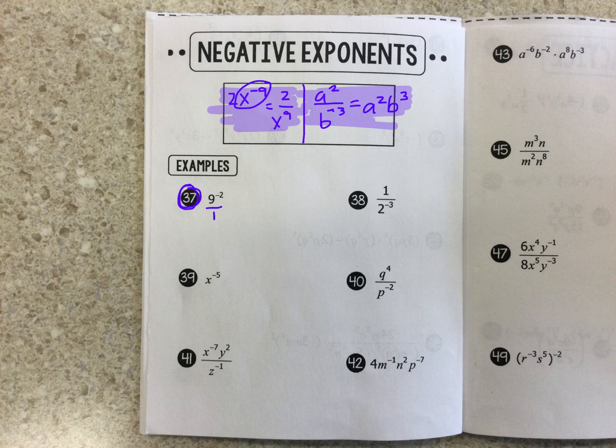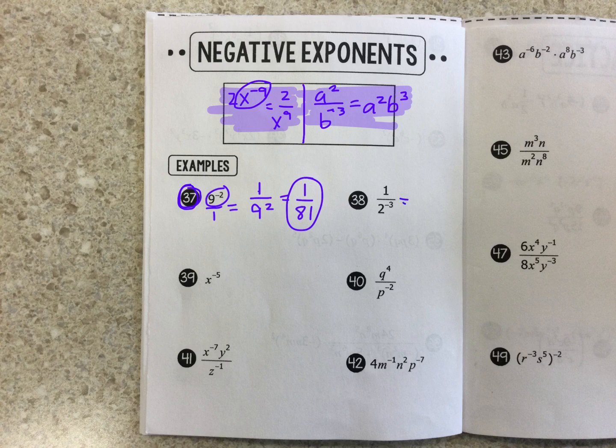So I need to make that into a fraction, number 37, because that is illegal. So it goes to the bottom, and I have to put something on top. So we put that on top. That is just a number, 9 squared, or 9 times 9. You put that in your calculator, and you get 1 over 81. That is your final answer.